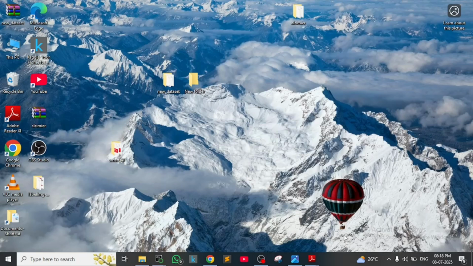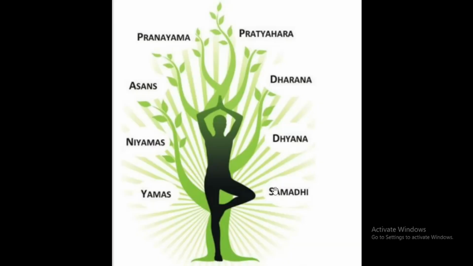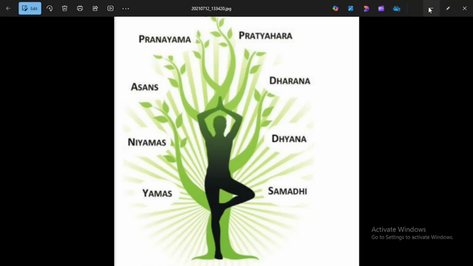I am going to start on yoga pose detection and validation using machine learning. For this, we have two research papers.